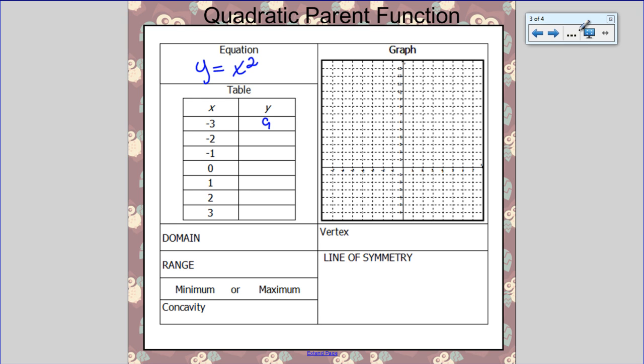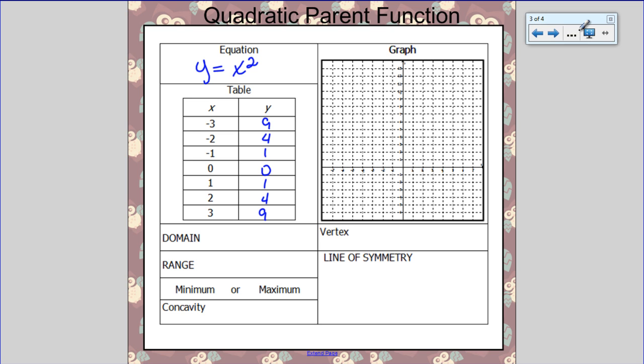If you're going to type that in your calculator to double check me, please make sure you put your -3 all in parentheses. If you don't put the negative and the 3 in parentheses before you square it, it will give you a different answer because it thinks you're asking for something different. So then when I do -2 squared, that's going to be 4. -1 squared is 1. Then this is 0, 1, 4, and 9.